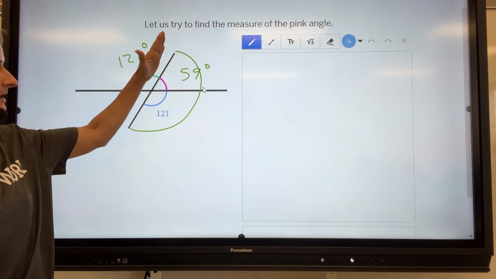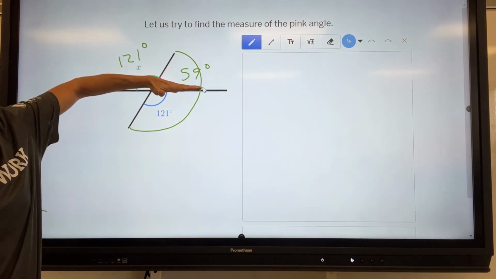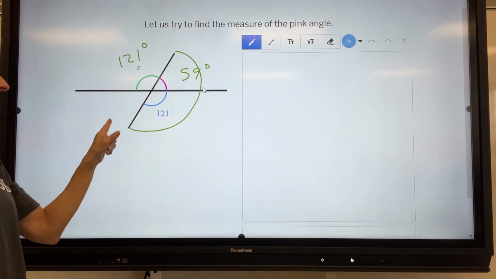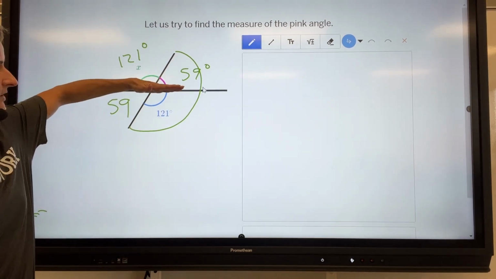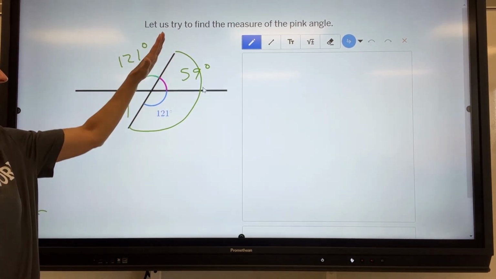So those two angles are 180. Those two angles are 180. These two angles are 180. Every straight line is going to make 180 degrees.